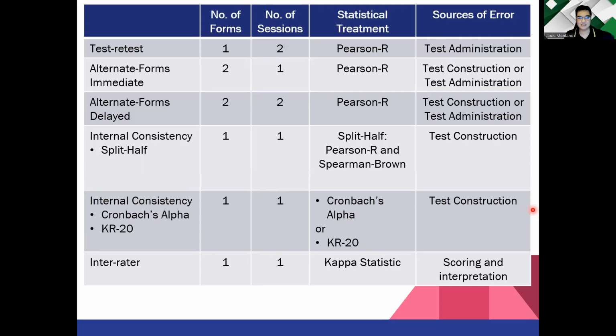Nung mga subtests. Okay? Sa Interrater, yung source of error niya would be scoring and interpretation. What if one is more lenient, the other is more strict? What if iba yung naging conclusion nila because magkaiba yung training nila? And so on. So that's it, everyone.